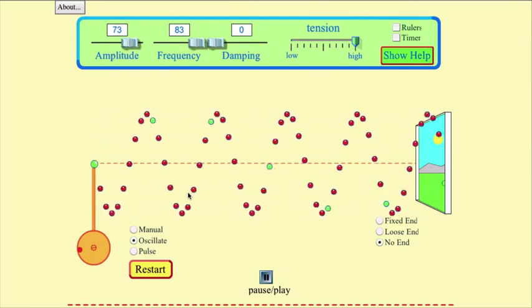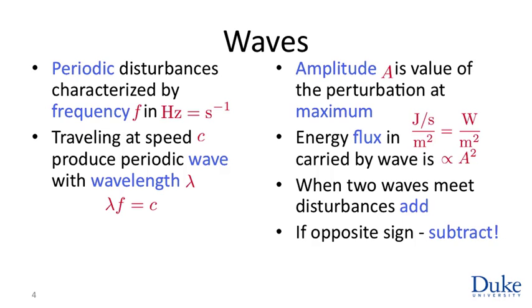So periodic disturbances, as we saw, are characterized by their frequency f in hertz, the number of cycles per second. If a wave is traveling at a speed c, a periodic disturbance will produce a periodic wave in space at any given instant with a wavelength lambda that is related to the speed by this important relation: wavelength times frequency is equal to the speed of the wave. The wave is characterized also by the amplitude, which is the maximum amount of the perturbation.